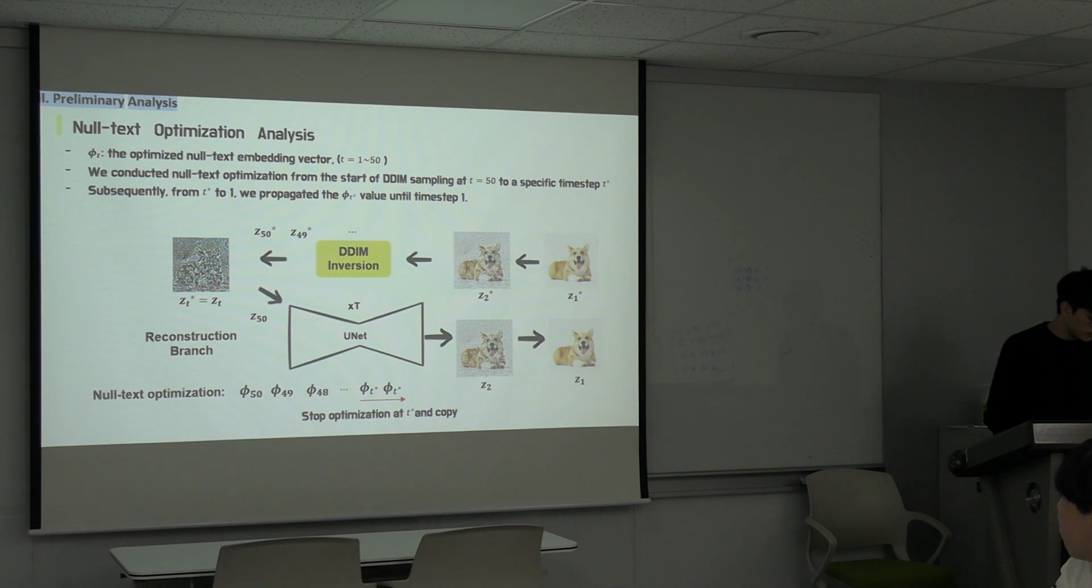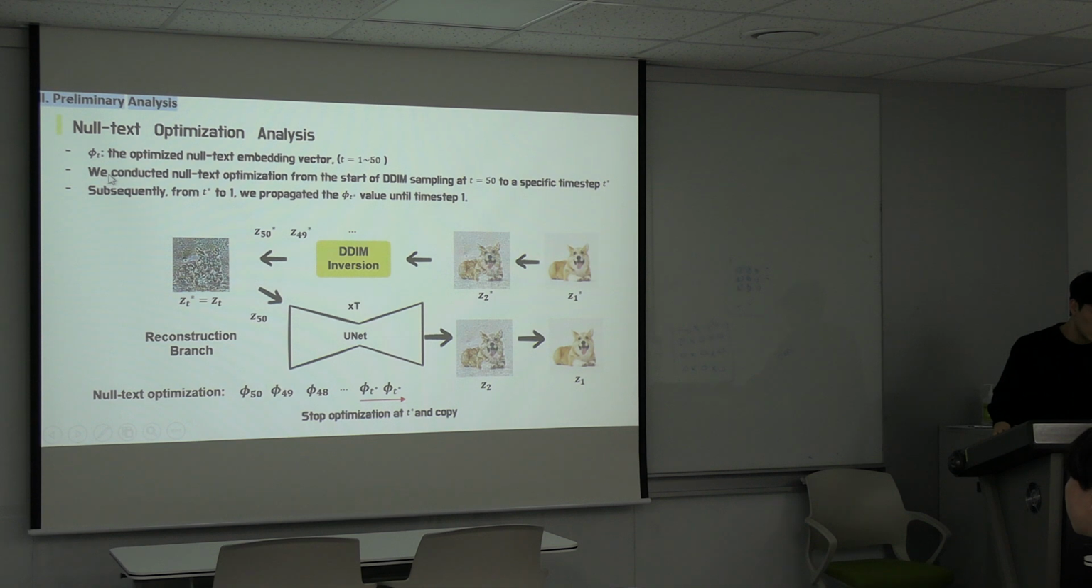Firstly, we performed the null text optimization analysis, and let's define this φ_t value as the optimized null text embedding vector. Here, this t means the time step during the DDIM inversion and sampling process, and in general, the maximum of this t value is set to 50. It is a commonly used value in DDIM inversion.